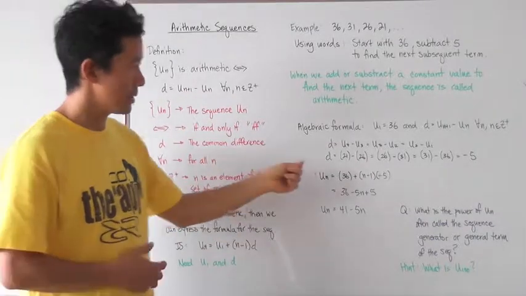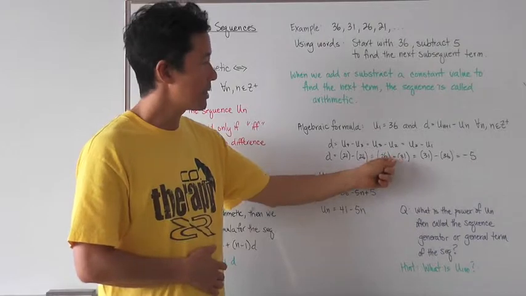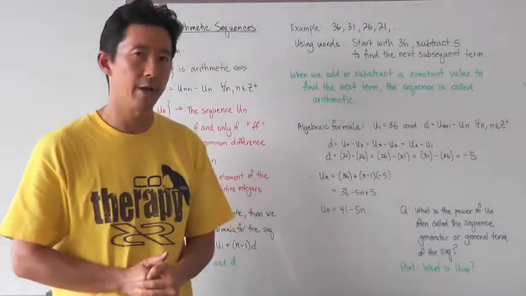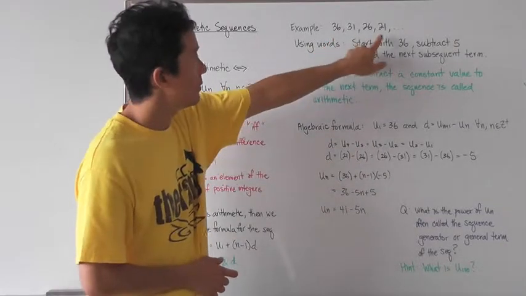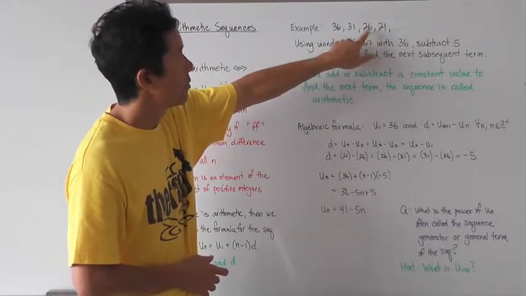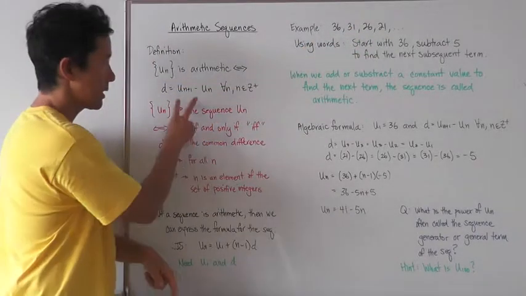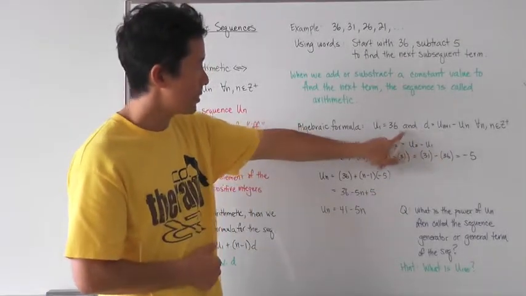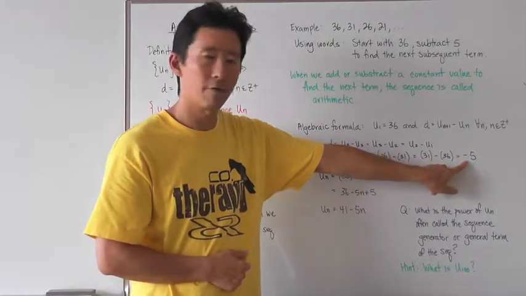So we need to make sure that there's a common difference, and sure enough, if we take 21 minus 26, 26 minus 31, 31 minus 36, we're always going to come up with a minus 5. Notice that when I look at the sequence up here, it's going from this term minus this term, or this term minus that term, which is exactly what this expresses. Now we have u sub 1, which is 36. We also have d, which is equal to negative 5.